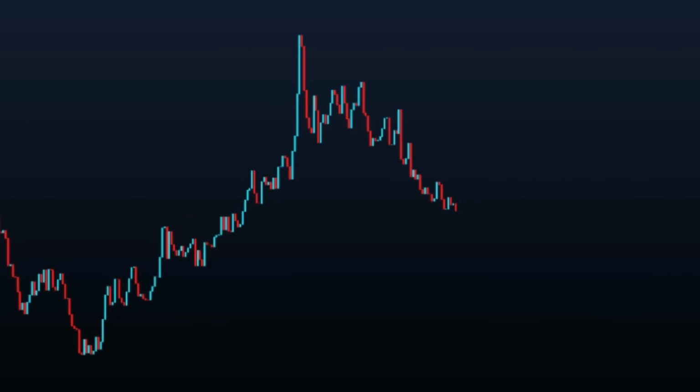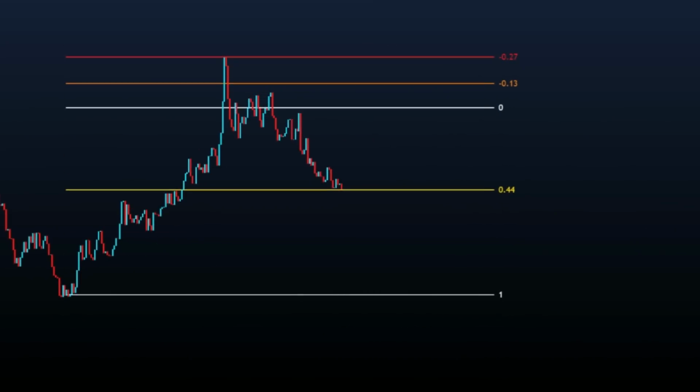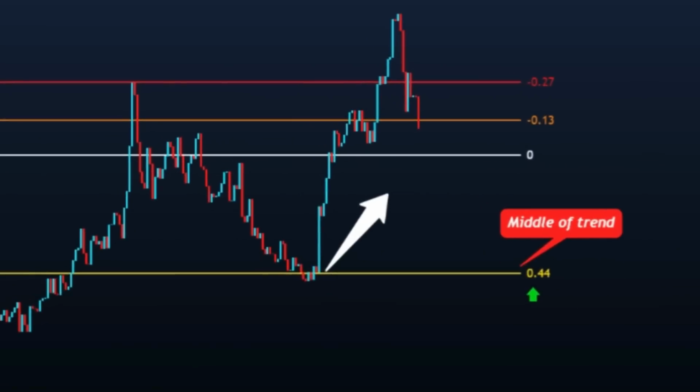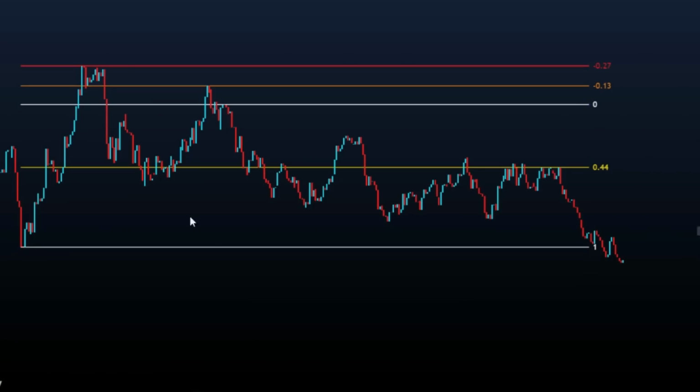If you apply Fibonacci on a trend as I mentioned, you'll notice that the 0.44 level often acts as the middle of the trend. It tries to push the trend away to form another rally. The 0.44 is extremely crucial. Candles tend to react when touching this level, going in different directions.